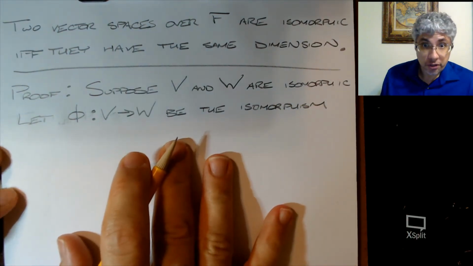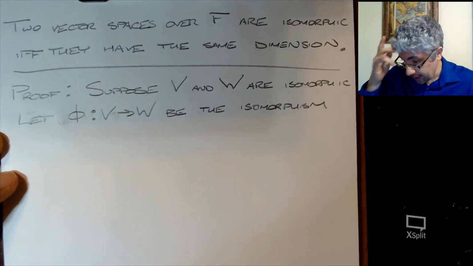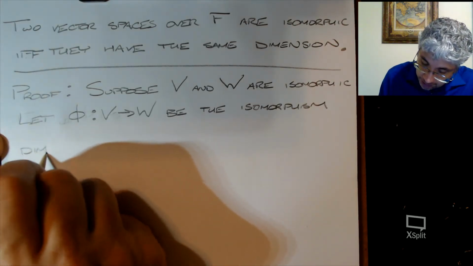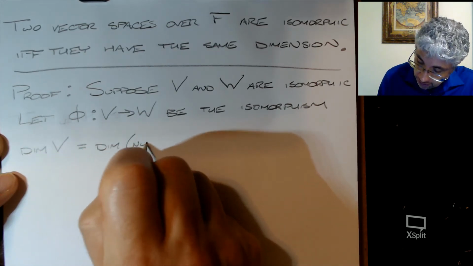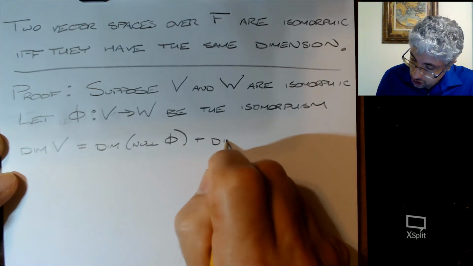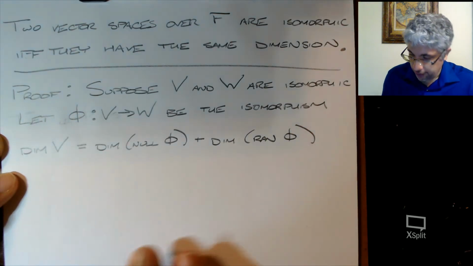Okay, so now we have the isomorphism. And what do I want to show? Well, I want to show that they have the same dimension. And what do I know? I know that the dimension of V equals the dimension of the null space of phi plus the dimension of the range of phi.